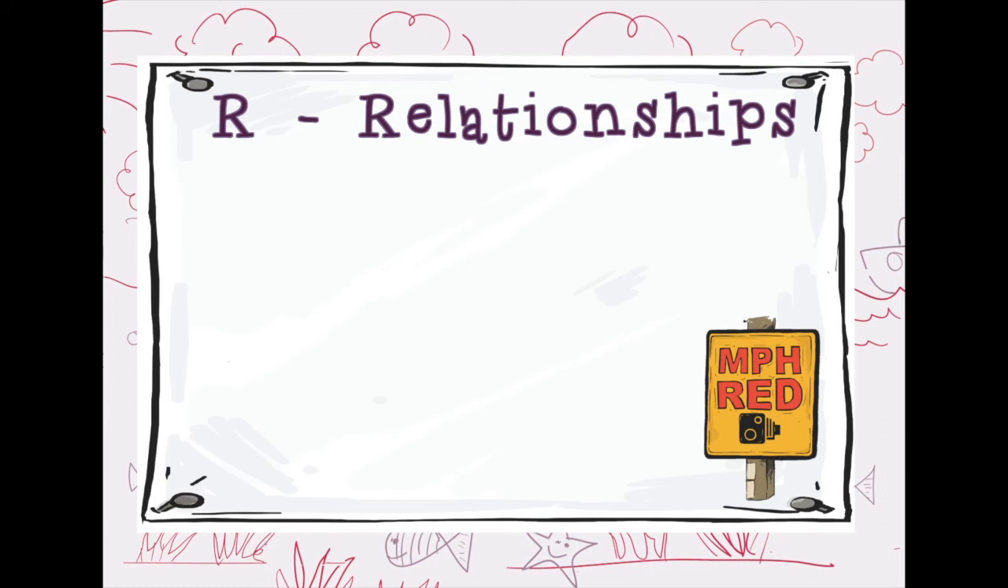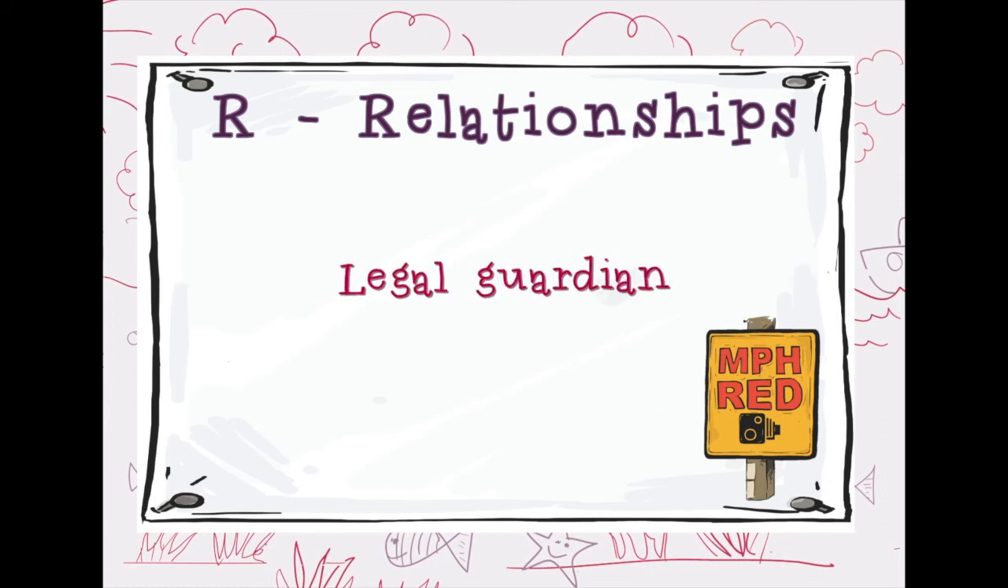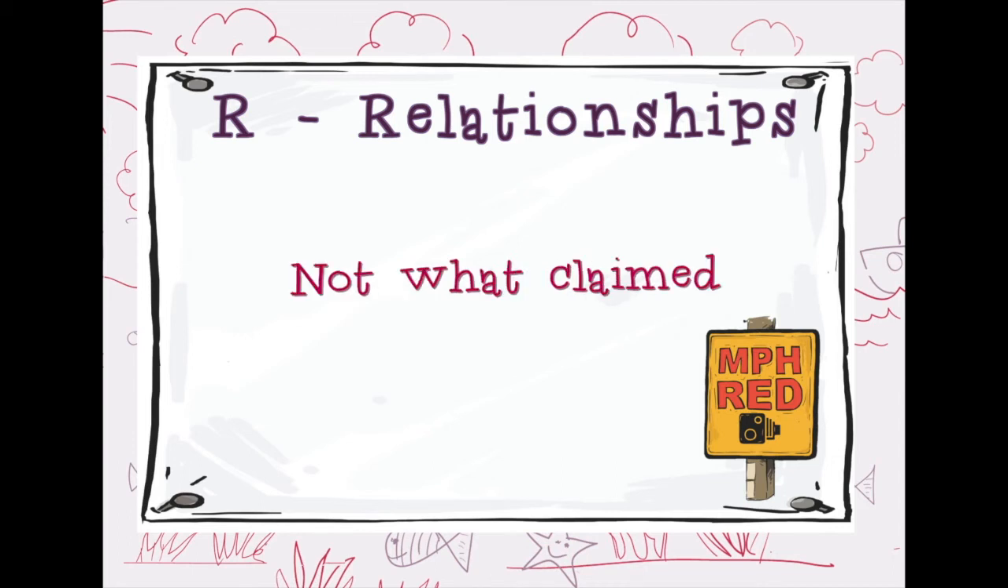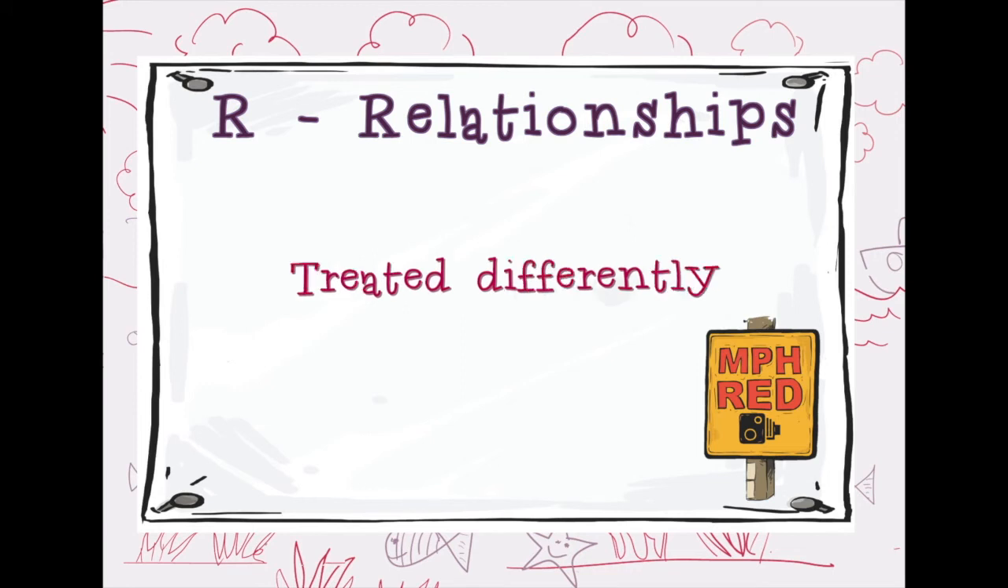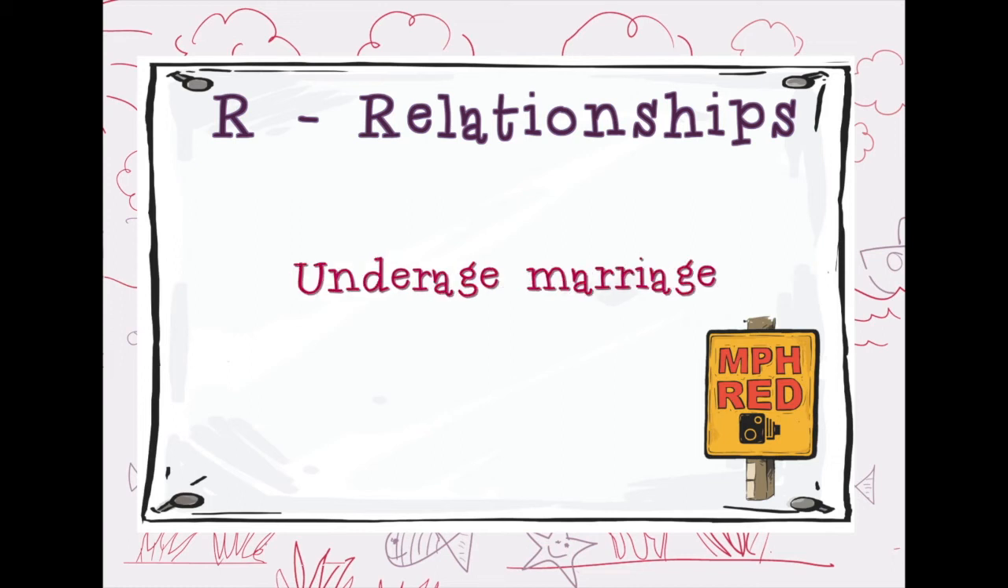R for relationships. Is the carer not an immediate family member or legal guardian? And do they insist on staying with the child at all times? Have you formed a suspicion that the relationship between the adult and child is not what it's claimed to be? Are there a number of unrelated children in the household? And is this child treated differently? Are there documents that may be false, altered, or fraudulently obtained? And in the case of a girl, is there a significantly older boyfriend, or is she involved in an underage marriage?